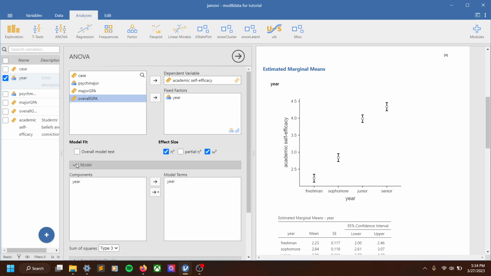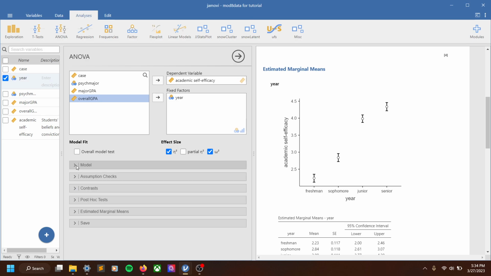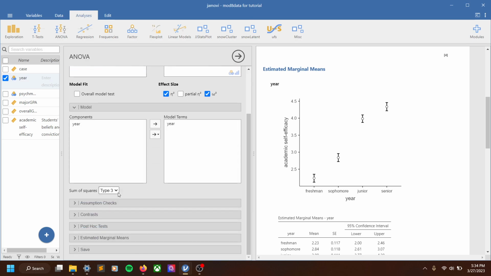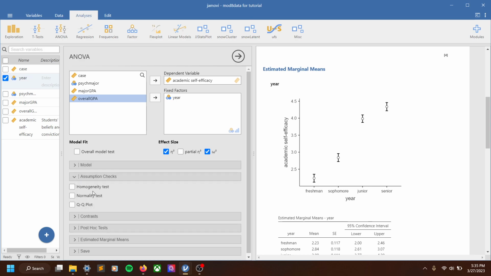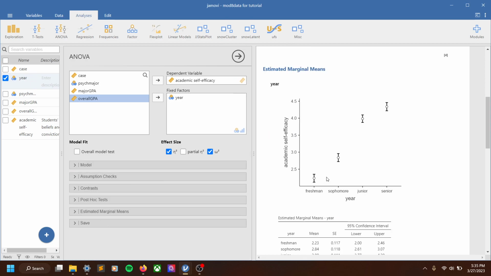Yeah, and that's really, I think, the main gist of what I wanted to go over here. There's more things we could do, like we could change our types of sum of squares. That's more advanced than we need to get into here. We could do assumptions tests, like homogeneity tests, if we wanted to. But again, for the sake of this, I just wanted to give you a basic rundown.